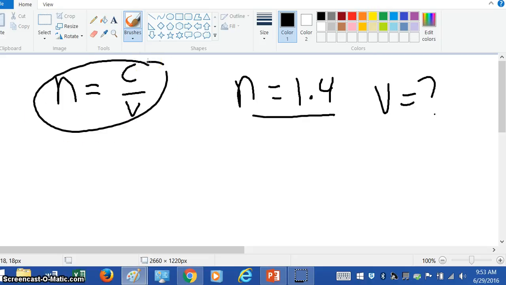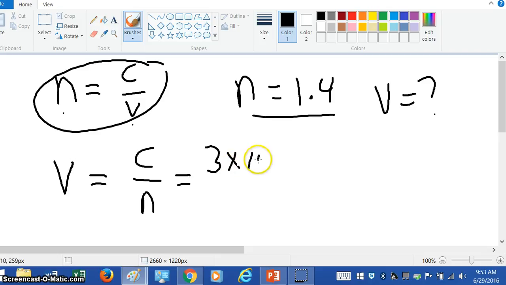Of course, the speed of light is 3 times 10 to the 8th. If you do some algebra on this, basically the N and the V exchange places, and you can do the algebra. So it's just C over N. And so you can plug the numbers in here. So this is always 3 times 10 to the 8th meters per second, and then you just divide by 1.4.